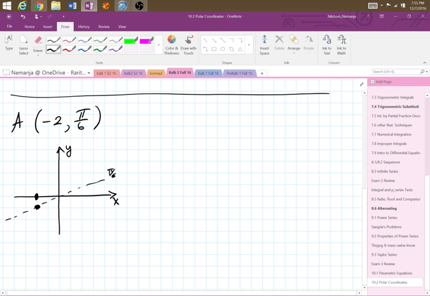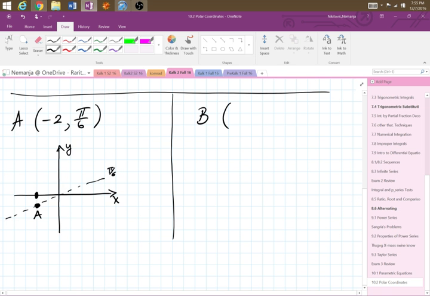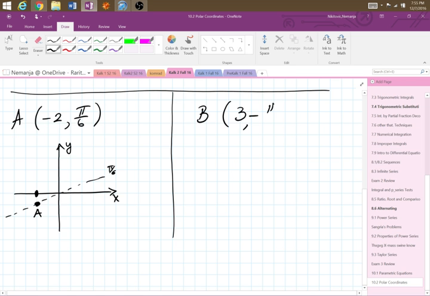Let's call this point A, so I don't have to write this 15,000 times. Let's take a look at point B as 3, comma, -pi over 3. Try this one on your own. So 3, -pi over 3.